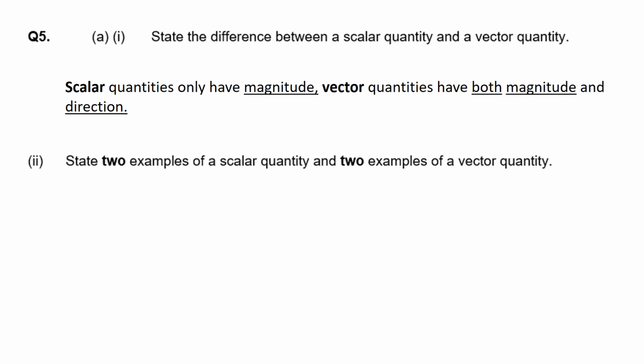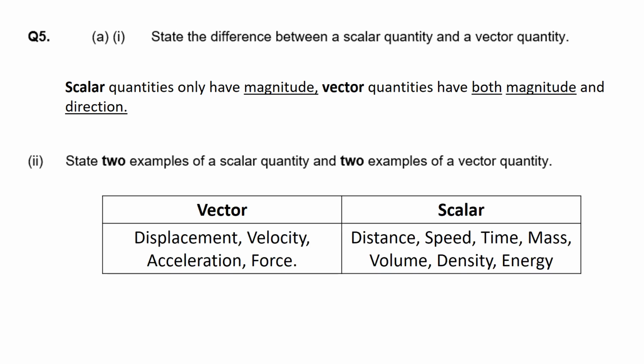It wants 2 examples of each. You could have picked from loads that you may have come across already. So things like displacement, velocity, acceleration, force. Momentum also would be vectors, and distance, speed, time, mass, volume, density, energy would all be examples of scalars. You'll come across more as we go through the course, but that's basically what we need.